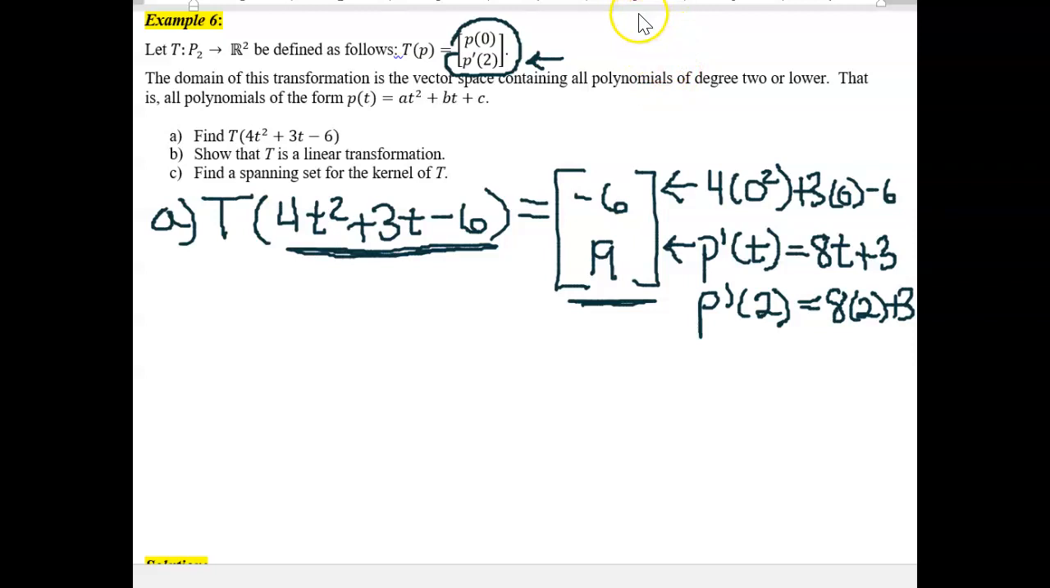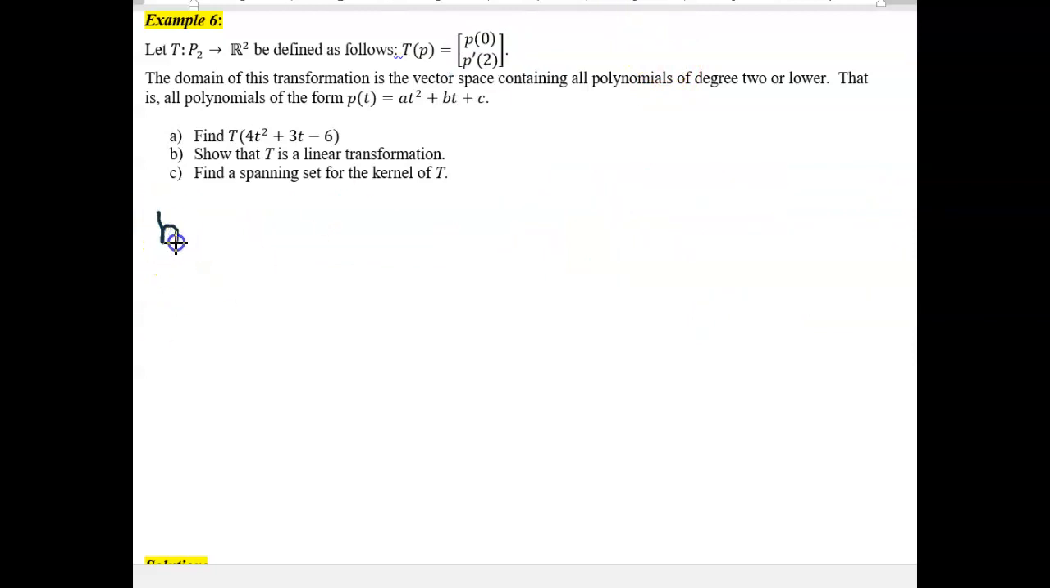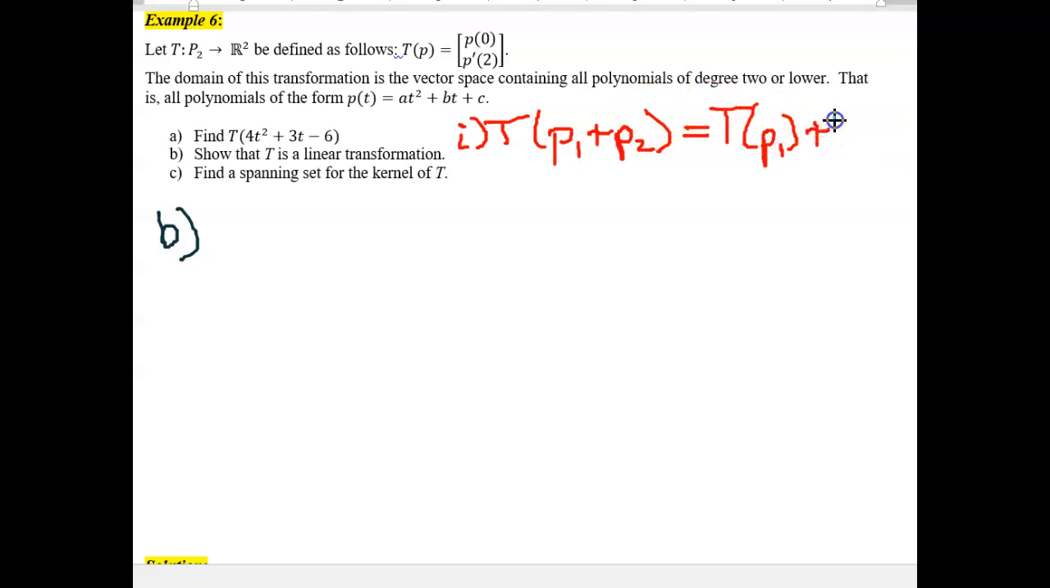Okay, so I'm going to clear what I've written so far, and let's talk about part B. For something to be a linear transformation, there are two requirements. For one thing, when you have a sum of two inputs, let's say P1 plus P2, T of that sum should equal the transformation applied to the first part of that sum plus the transformation applied to the second part individually. So when you apply the transformation to each part individually, the sum should equal the transformation of the sum of the two polynomials. We want to show that that holds for this transformation.